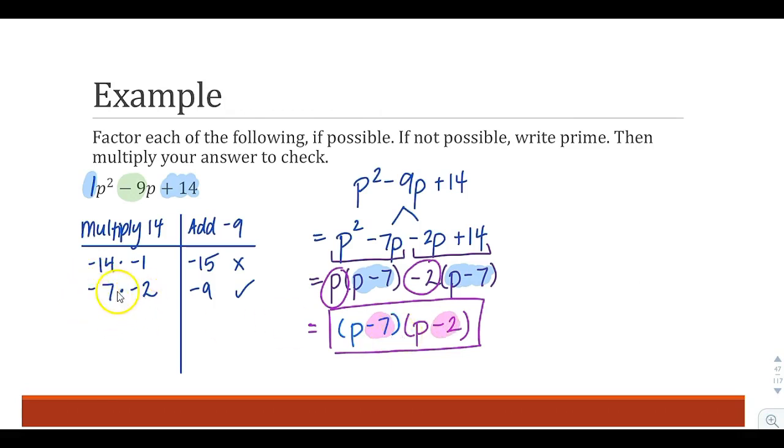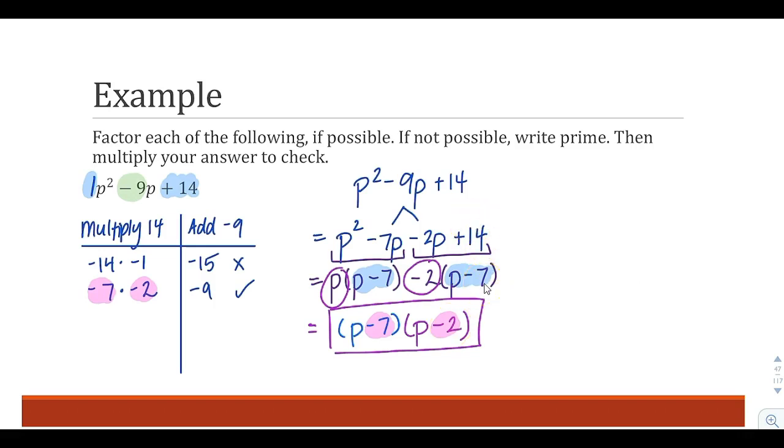And the two numbers that we originally rewrote the middle term with were negative 7 and negative 2. And that's not a coincidence. So this only works once you find these two numbers. They do go directly behind the variable. So p minus 7, p minus 2. We could have skipped this part here.